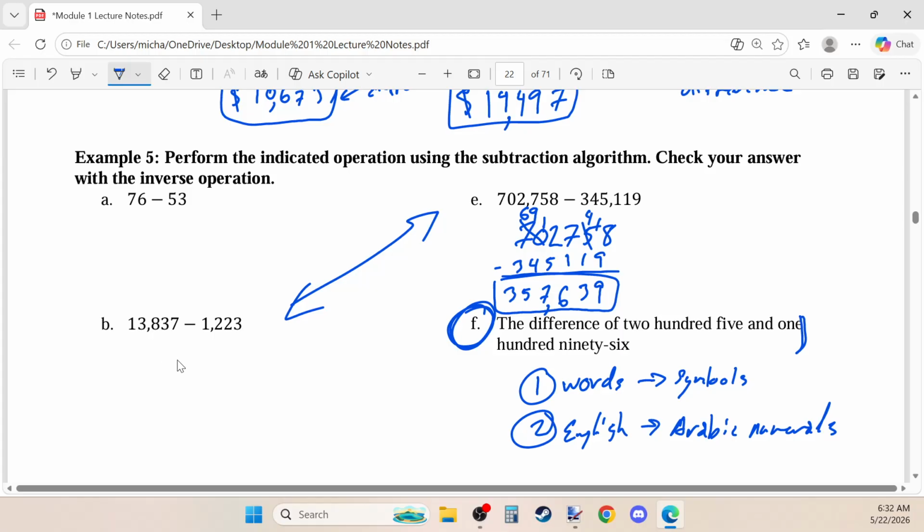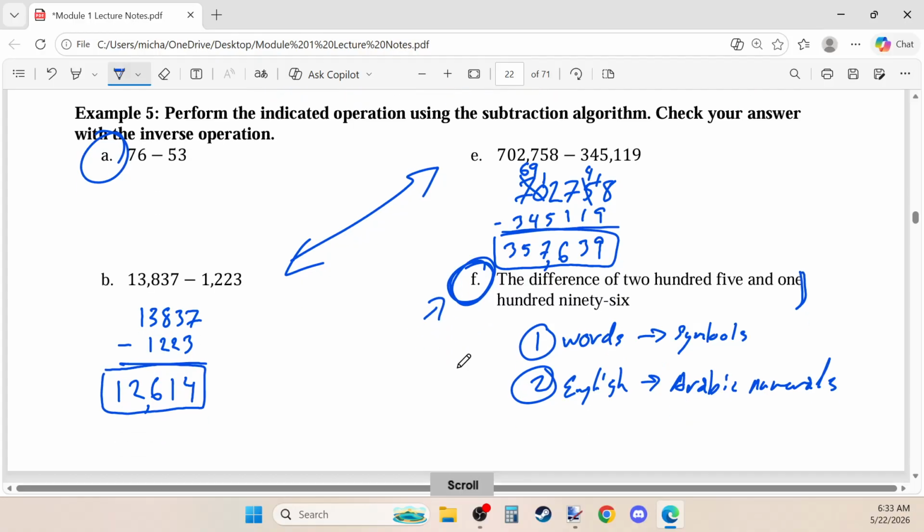And then let's do this one here. So again, I write the first number on top and the second number on the bottom. 7 minus 3 is 4. 3 minus 2 is 1. 8 minus 2 is 6. 3 minus 1 is 2. And 1 minus nothing is 1. My answer is here. I'll let you do this one on your own.